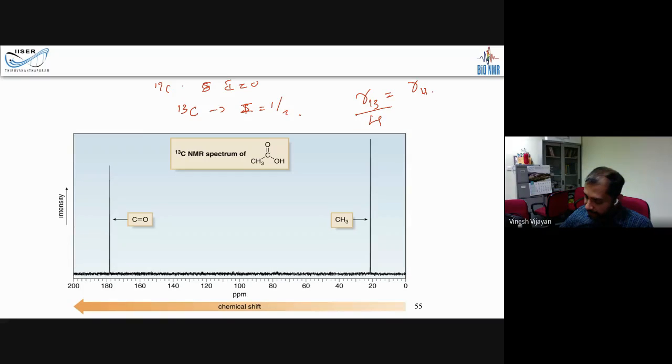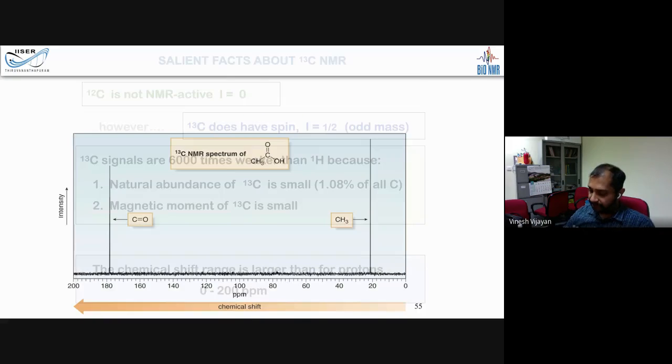So here is an experiment, CH3COOH. This is acetic acid, and you see that there are two carbons, CH3 and COOH. The methyl carbon comes at around 20 ppm. The carboxyl carbon comes at around 178 ppm. So you can differentiate the carbons very clearly from here. You see, this is a single peak, and this is also a single peak. I'll come to that.